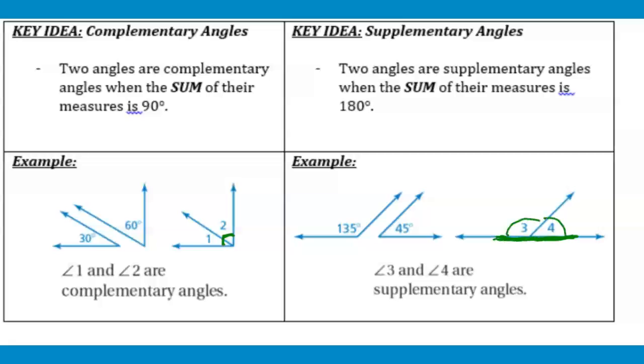The most difficult thing people have is remembering which one's which. They say, oh, I know one of them adds up to 90, one of them adds up to 180. So one way of doing it is remembering that complementary starts with a C and supplementary starts with an S. C comes before an S in the alphabet, and 90 comes before 180 if we're going from least to greatest. The other way is thinking, complementary starts with a C, and the C is half of an S. Whatever works for you, I'm sure we'll be fine. But remember, complementary add up to 90, supplementary add up to 180.